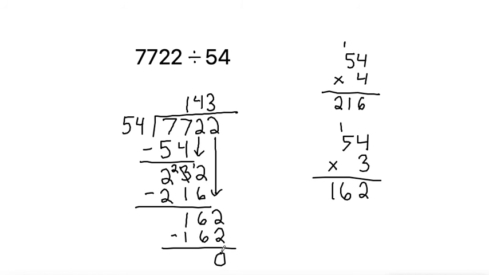Once we get 0 as our answer and we have a number above our last digit of our number inside, that is our final answer. So 143 would be our answer. That's 7,722 divided by 54 is equal to 143.